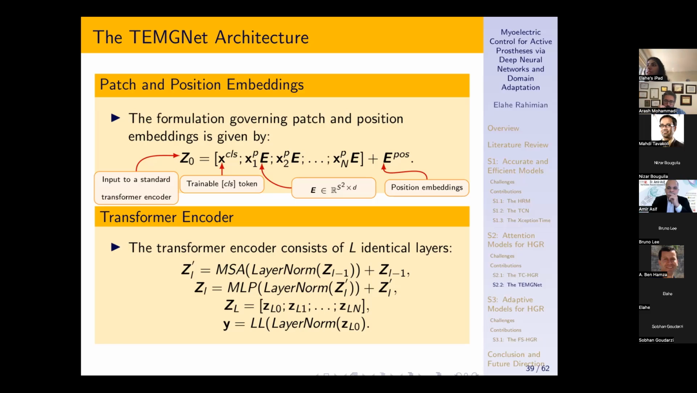And we are using positional embedding here because the problem with attention is that it doesn't consider the order or the sequence. So we want to encode the positional information as well. Finally, we have a sequence of these vectors, which is Z0, and it is the input for the transformer encoder. The transformer encoder consists of L identical layers. Each layer consists of multi-head self-attention and multi-layer perceptron. The result of the final layer is used for the classification.